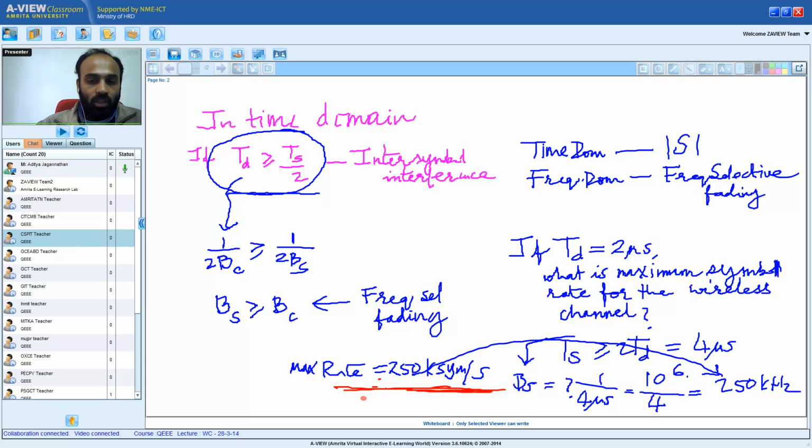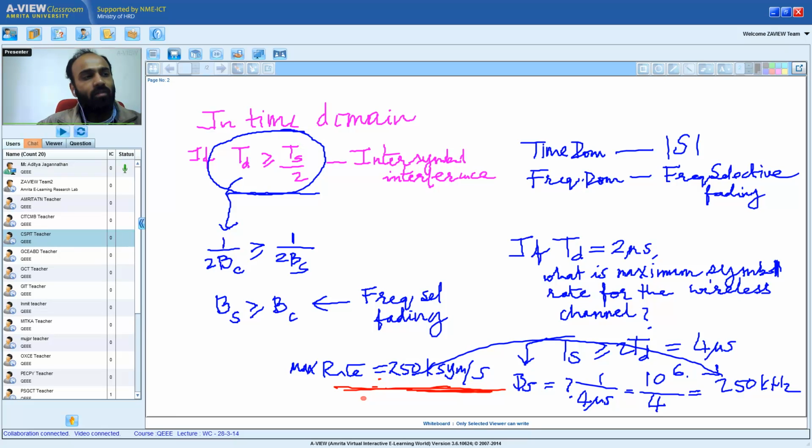I hope that logic, or that logical argument, is clear to everyone. That is why we are limited by a maximum rate because of the delay spread, because delay spread causes inter-symbol interference if the symbol time is made too small. That is the problem. All right, and so that is basically the idea.